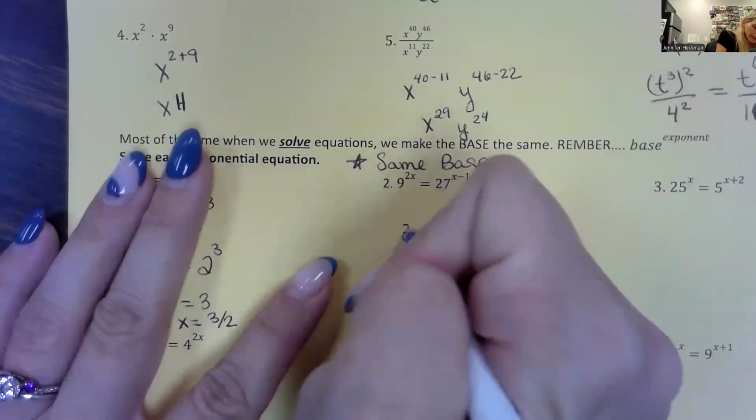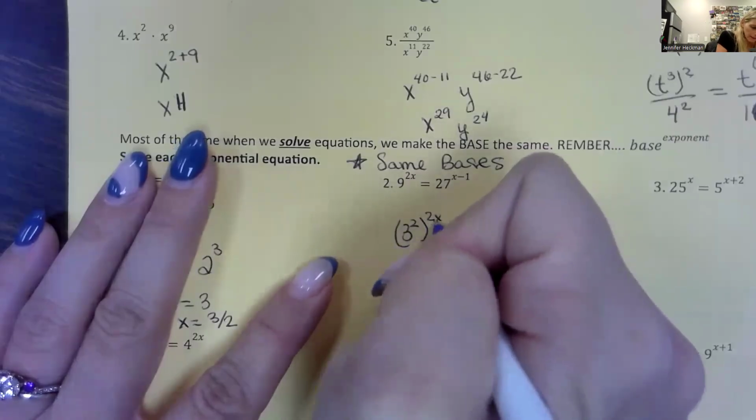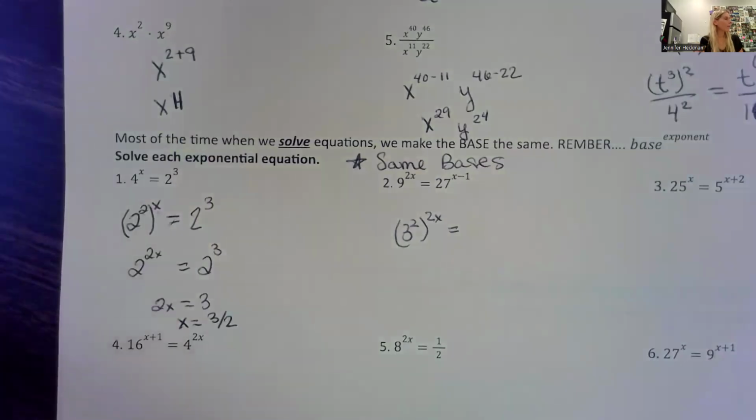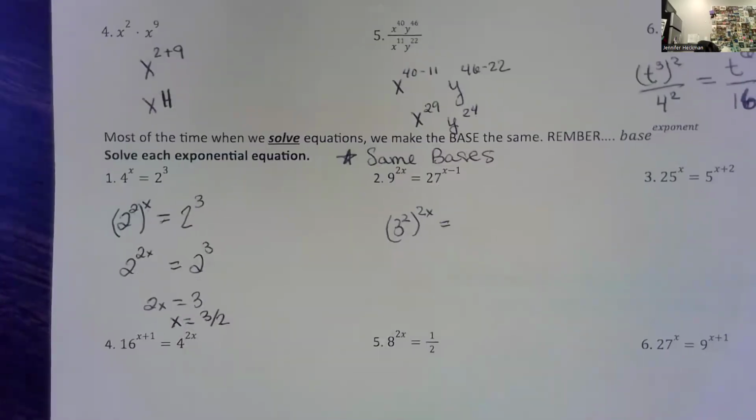9 is 3 squared. And remember, there was already the 2x there. 27. Now, if you do not remember how to get how many times 3 to whatever is 27, let me get a calculator. I'm going to show you how to do this on the screen.